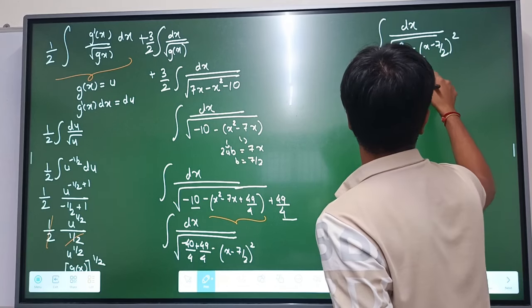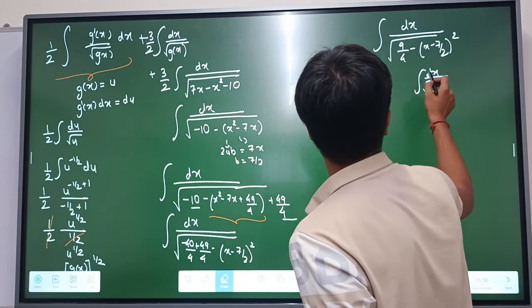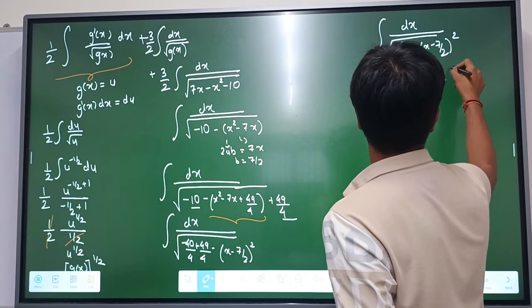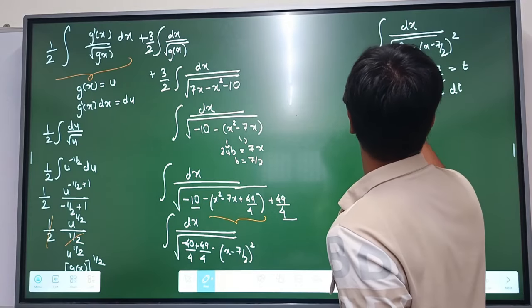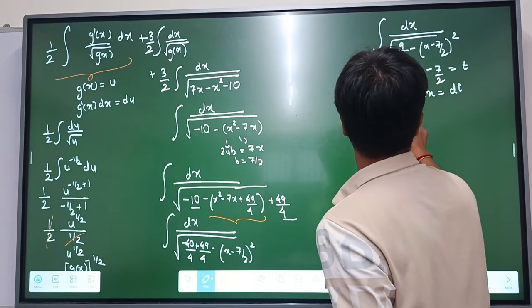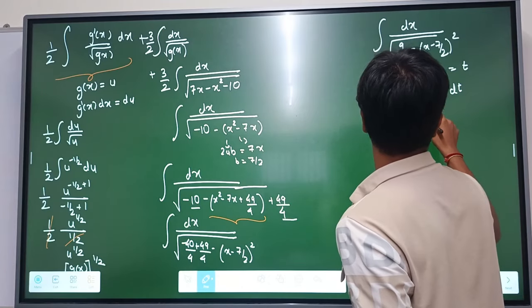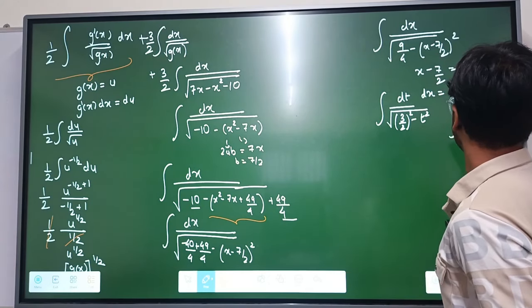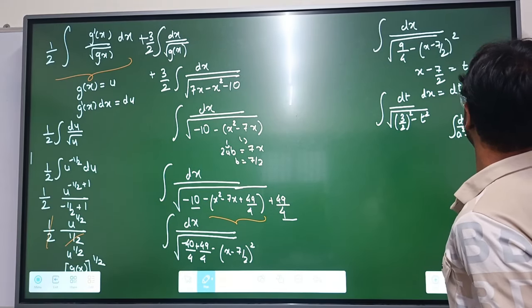So it is looking like integration dx by root a square minus x square. But before that, if I want to simplify, I can take x minus 7 by 2 as t. So dx would be dt. So what am I getting? Integration dt divided by under root 9 by 4, which is 3 by 2 whole square minus t square. It is looking like integration dx by a square minus x square, which is what? Sine inverse of x by a.